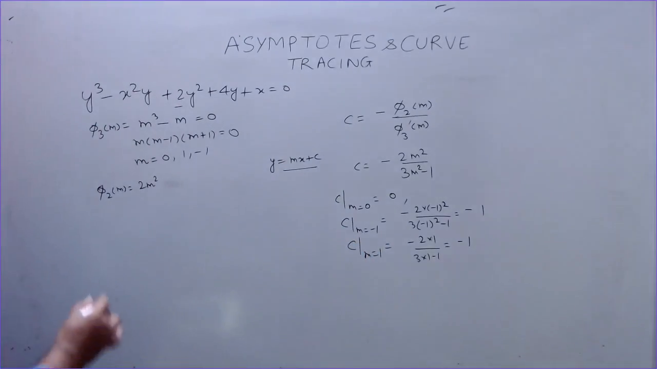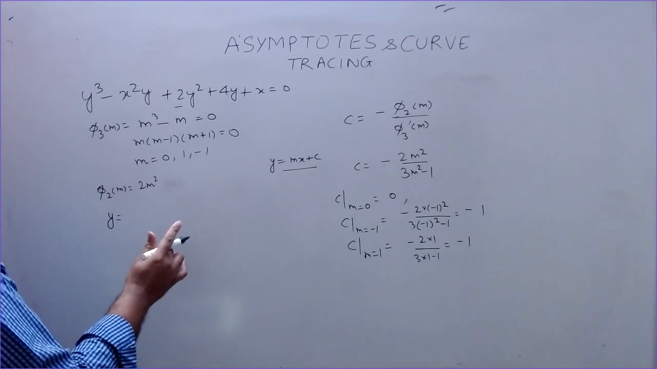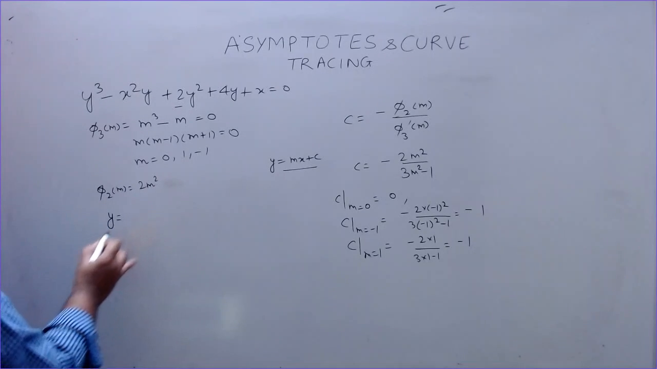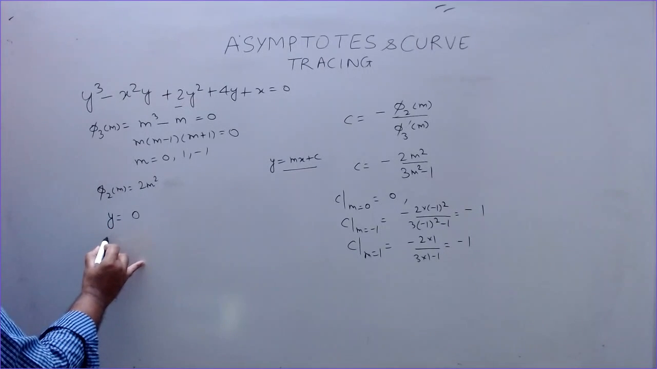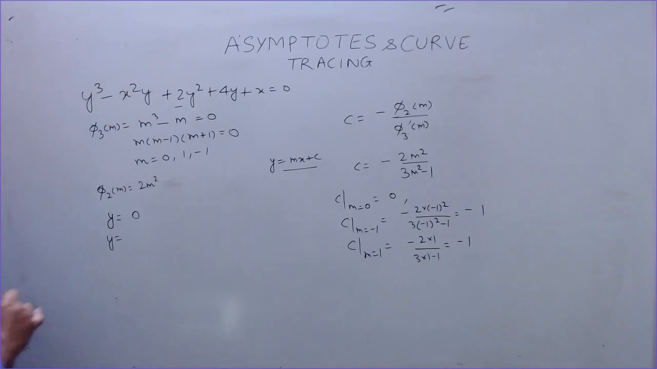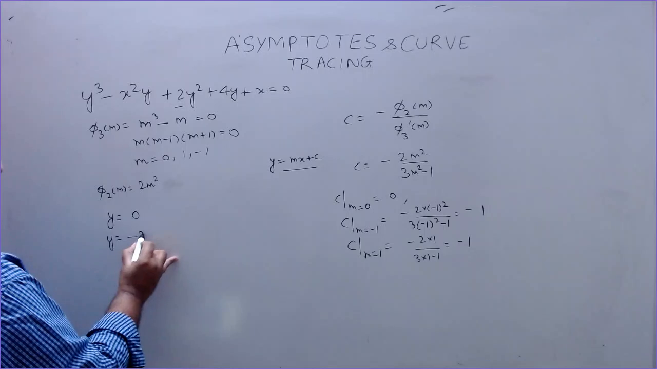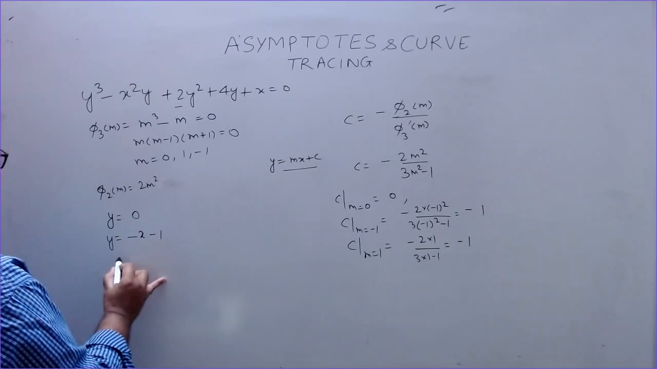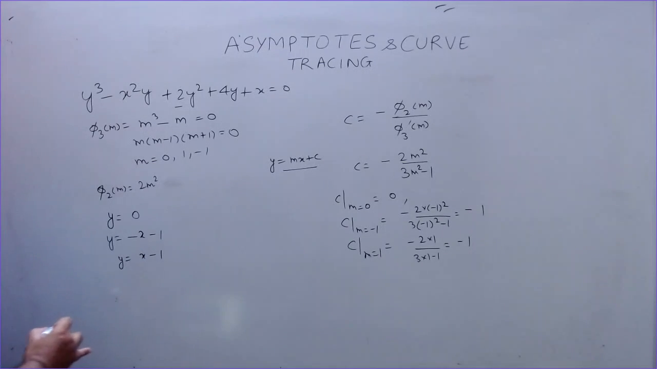So the asymptotes are: first, y equals m x plus c with m equal to 0 and c equal to 0, so that is the first asymptote. Then write the equation for the second and third ones. The second is m equal to minus 1, so y equals minus x, and c for minus 1 is minus 1, so y equals minus x minus 1. The third one is m equal to 1, so y equals x minus 1. So y equal to 0 here is one asymptote. This is the equation of the x-axis.